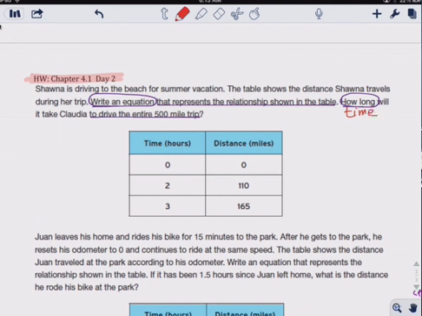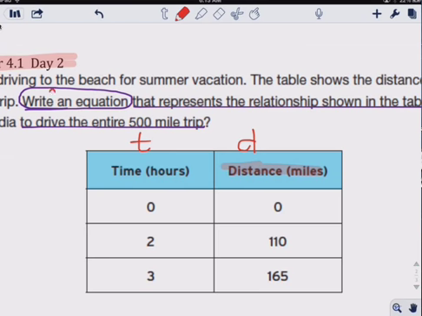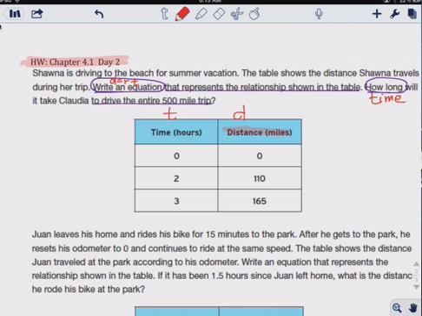The equation is about time and distance. So we know the answer is distance, because we want to write an equation. It says to write distance. We know it's always rate times time. So we need to find the rate for this. We've got the time and the distance. That should help us find the rate.